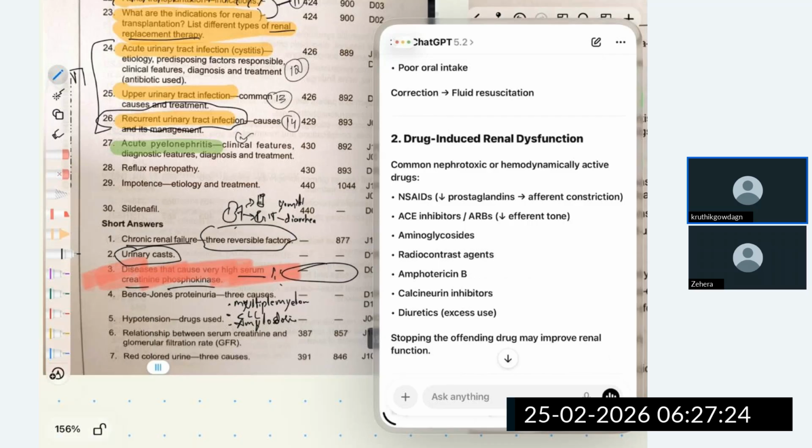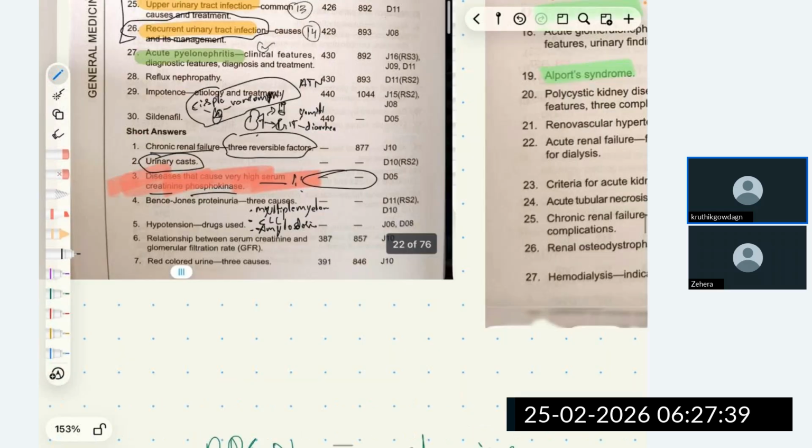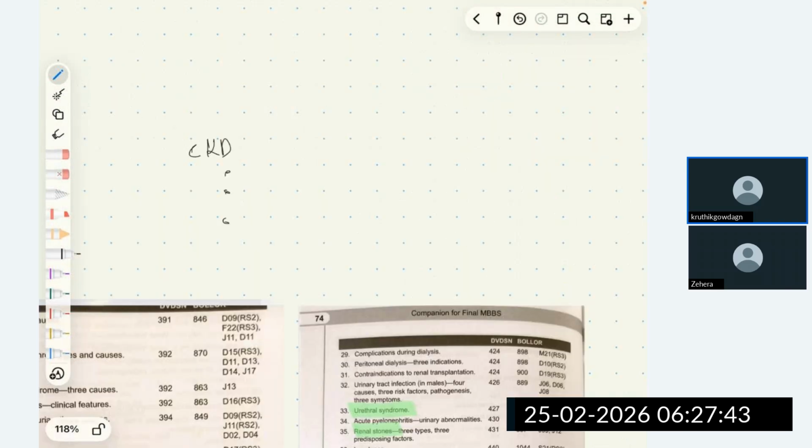We know that drugs like cisplatin and vancomycin will cause acute tubular necrosis. So to summarize, the reversible causes of CKD are three things we'll mention, that is hemorrhage, and then GIT loss by diarrhea and vomiting. Also, we can mention drug intake like cisplatin and aminoglycosides.